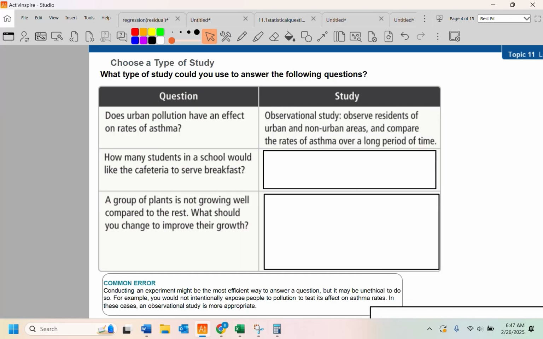But you observe residents of urban and non-urban areas, and you compare rates of asthma over a very long period of time. Pollution probably does have something to do with asthma. It's going to agitate you a little bit.